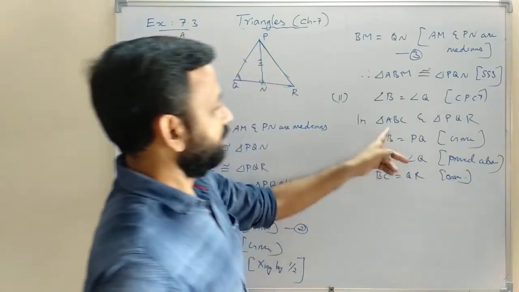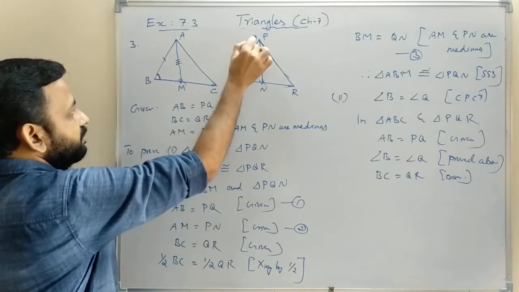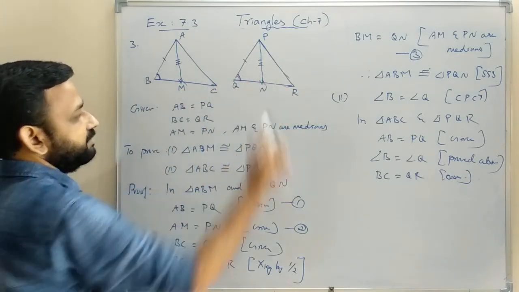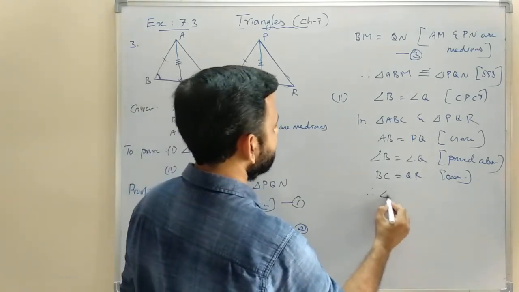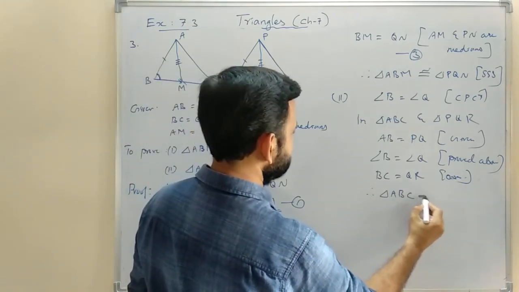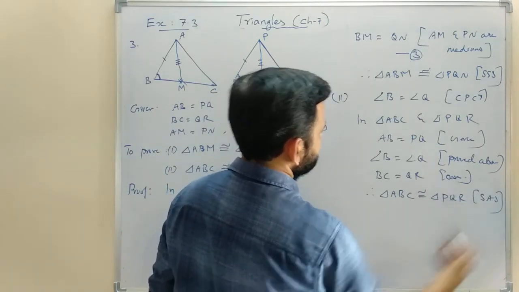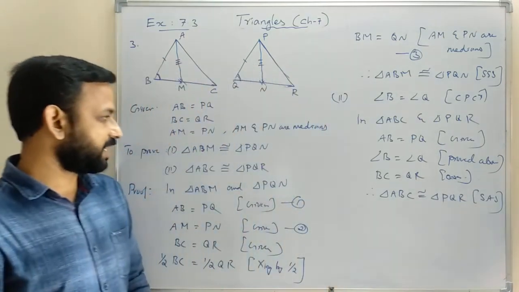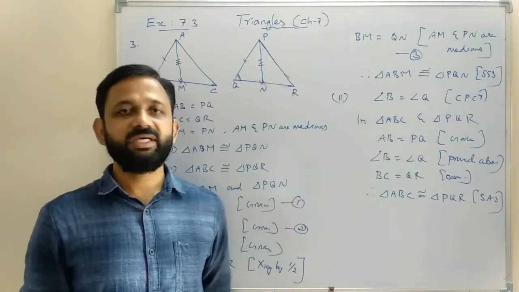Therefore, side angle side equal to side angle side. So by SAS theorem, the two triangles are congruent. Therefore, triangle ABC is congruent to triangle PQR by SAS theorem. So we got both the parts.